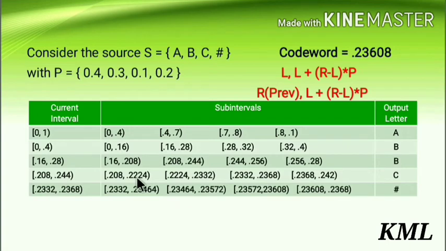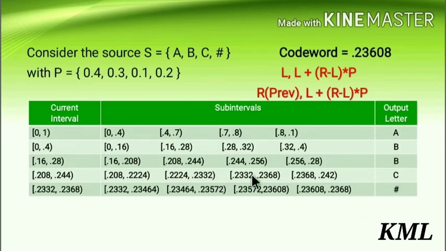So it is greater than 0.224. It is also greater than 0.2332. Now check for this. It is greater than 0.2332 but less than 0.2368. Okay, so this falls in between these two numbers. So that's why we take this one. Now what is the position of this one? 1, 2, 3. So check the letter corresponding to position 3 in the source. So at position 3 we have C. So you have to output C.